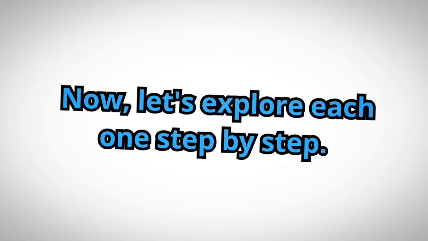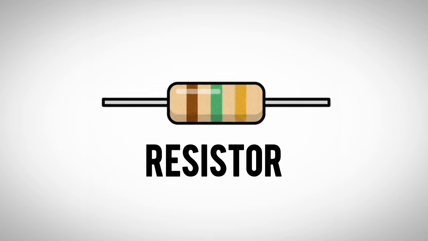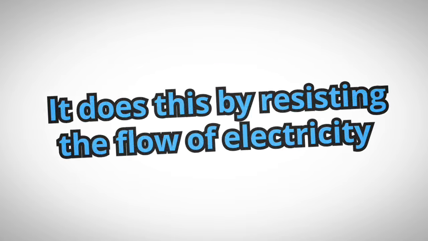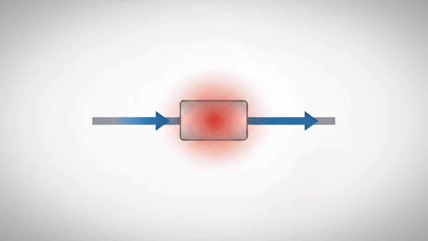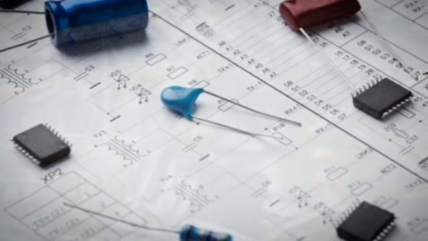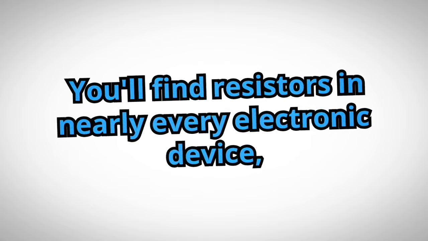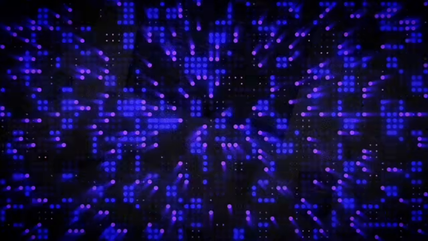Now let's explore each one step by step. A resistor is an electronic component that controls how much electric current flows through a circuit. It does this by resisting the flow of electricity, converting some of that electrical energy into heat. By doing so, it helps other components receive the right amount of current and voltage they need to work properly. You'll find resistors in nearly every electronic device, from LED lights to computers.